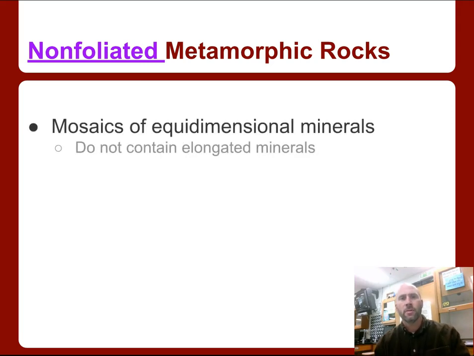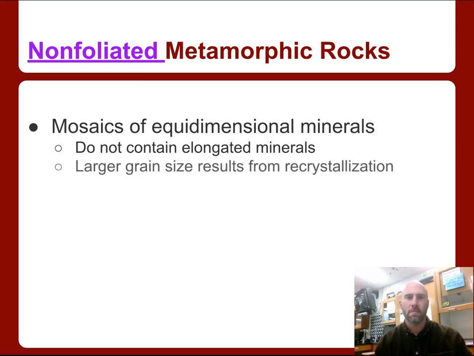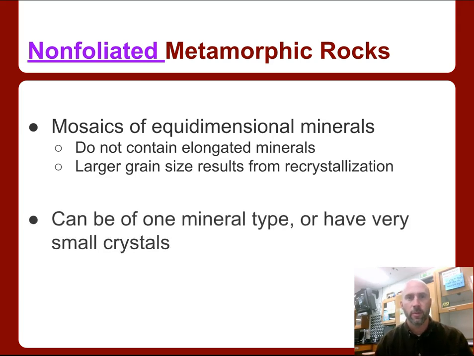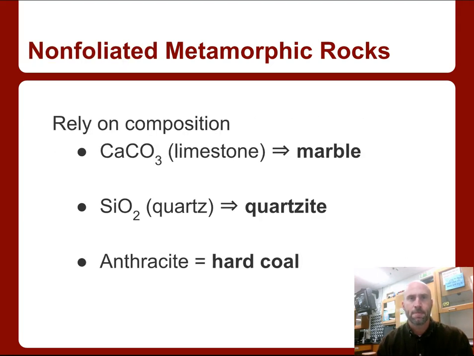Non-foliated rocks are mosaics of equal-dimensional minerals. So they don't contain elongated minerals. You're not going to be able to kind of see layers, if you will. It's going to kind of just look like one big mass. Larger grain sizes that are resulting from the recrystallization. So when that rock gets put under all that heat and pressure, those mineral crystals will recrystallize, sometimes to form larger grain ones. It can be from one mineral type, or it can have very small crystals from multiple types. So that's what we're going to look at.